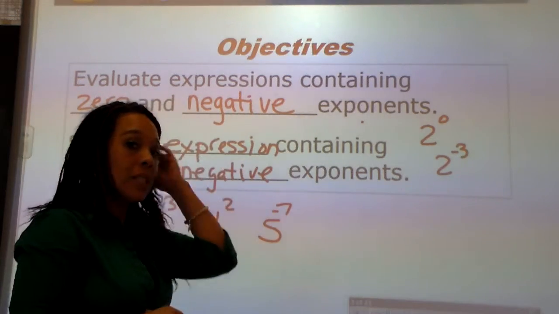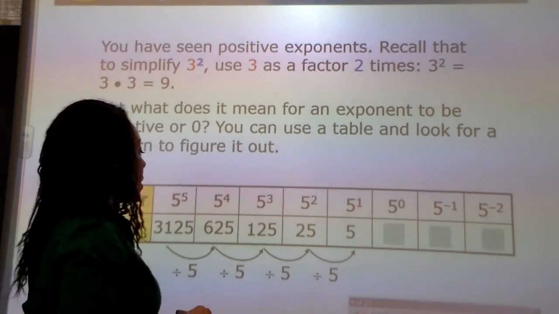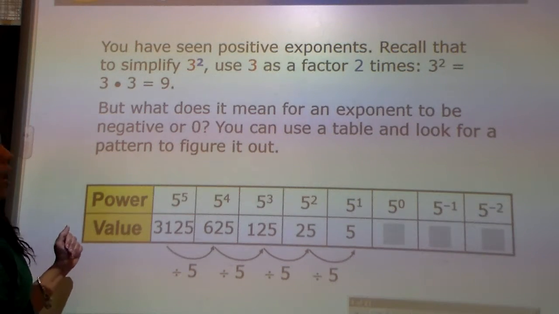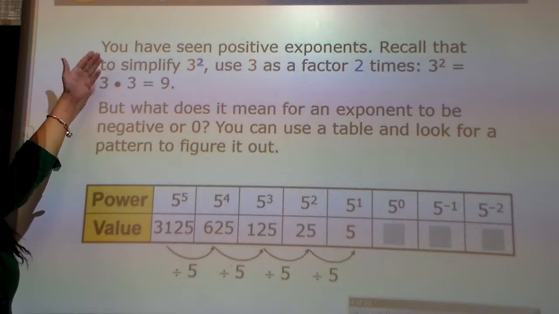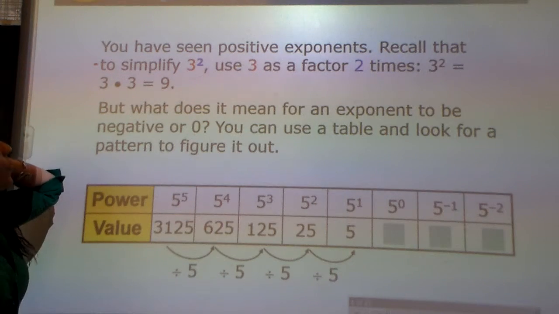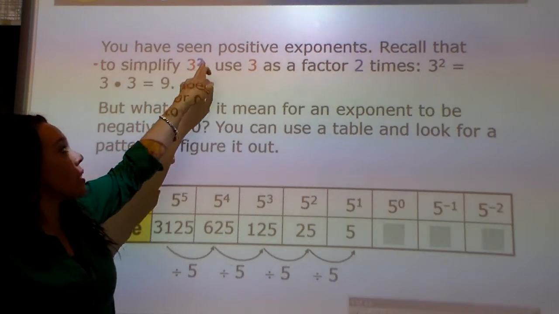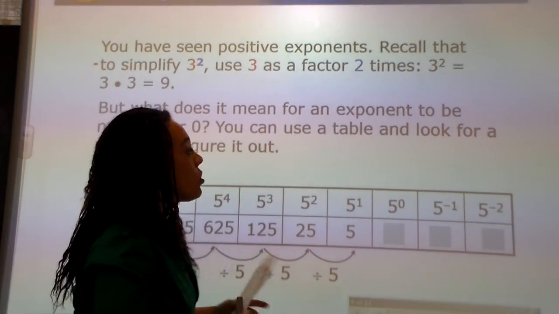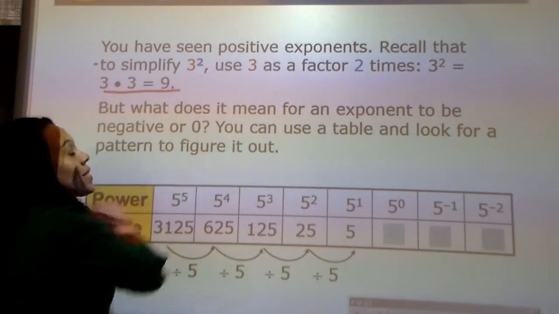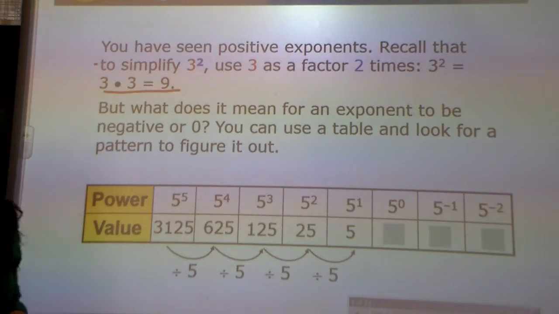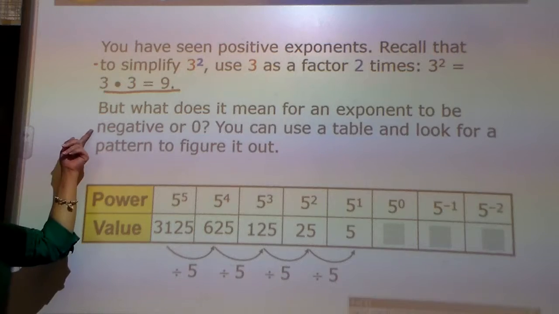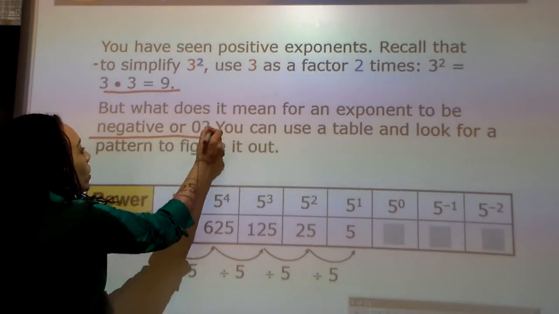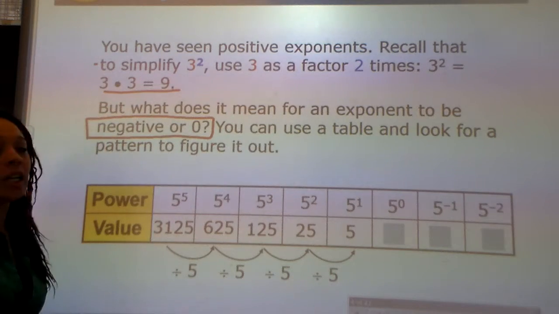I'm moving forward on to the next slide. This slide here talks about what I just mentioned. So we have seen the positive exponents. For an example, 3 to the 2nd power uses 3 as a factor 2 times. So it's 3 times 3 is 9. This is normal and what we already know how to do. But what it means for an exponent to be negative or 0 is this week's learning.